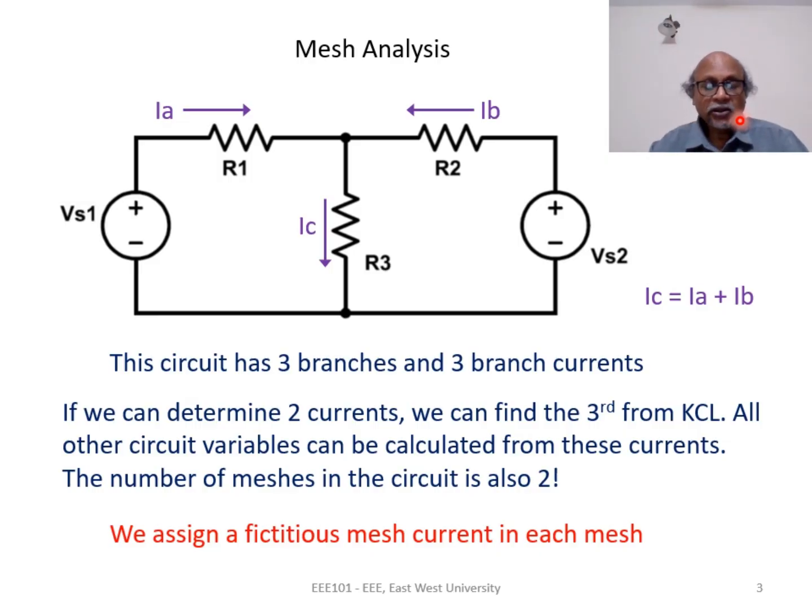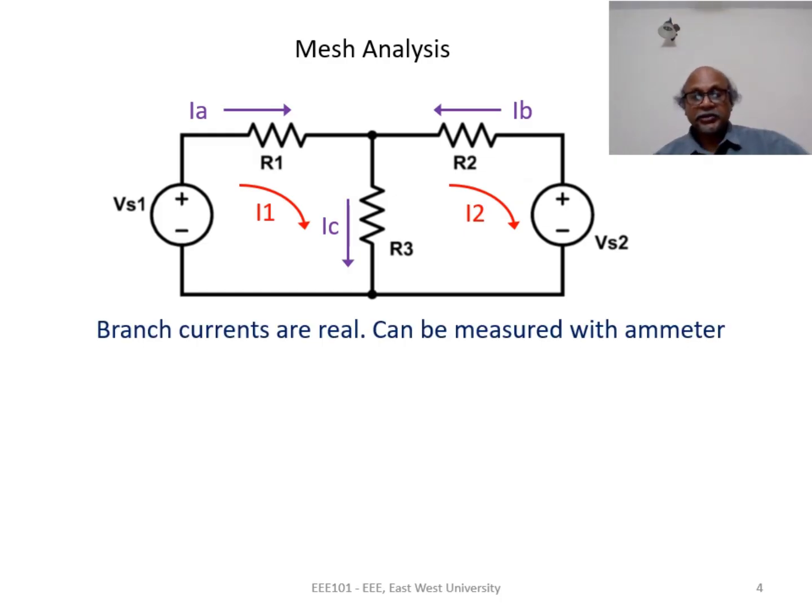In mesh analysis, we assign a fictitious current which is called mesh current in each mesh. I1 is a mesh current which is flowing in the left mesh, and I2 is a mesh current which is flowing in the right mesh. What do we mean by fictitious current? A fictitious current is a current which cannot be measured with an ammeter in a real circuit. A real current can be measured with an ammeter. The branch currents are real currents, but the mesh currents are not actually real currents.